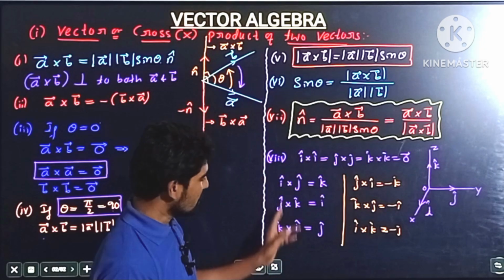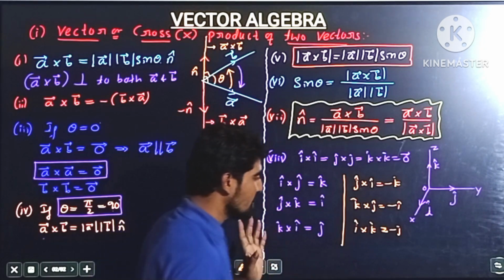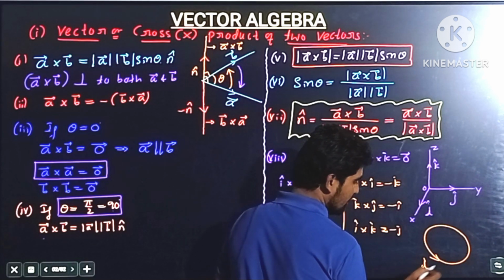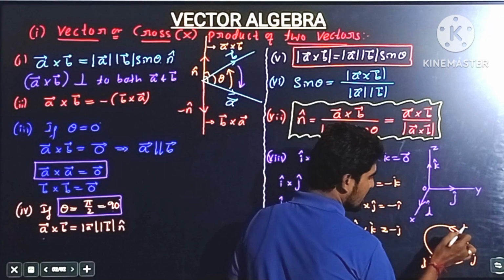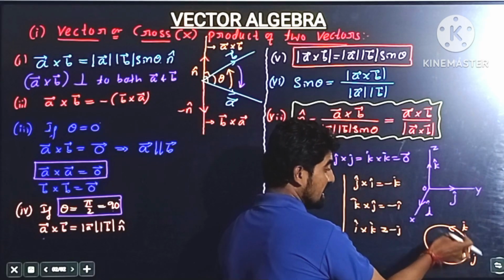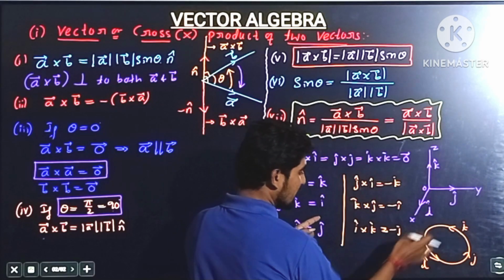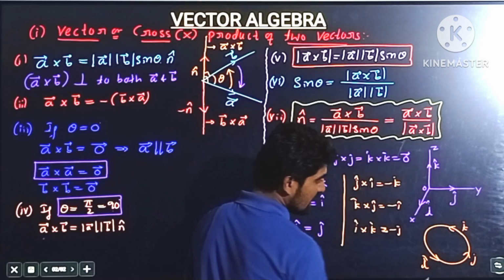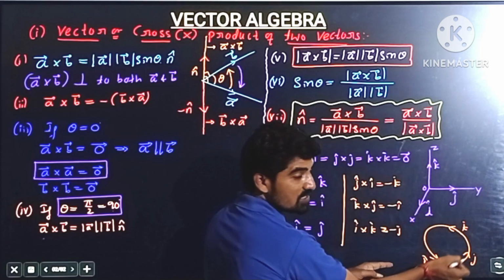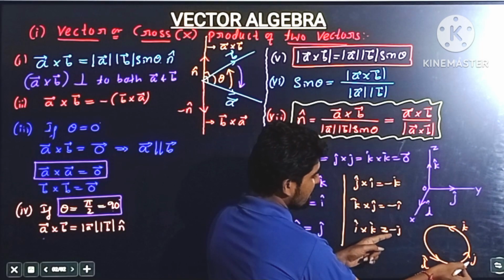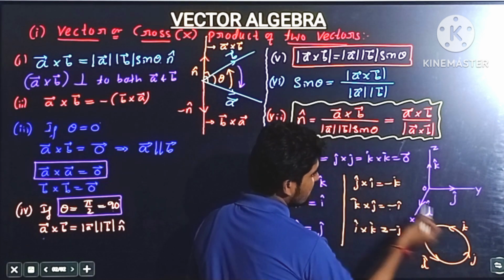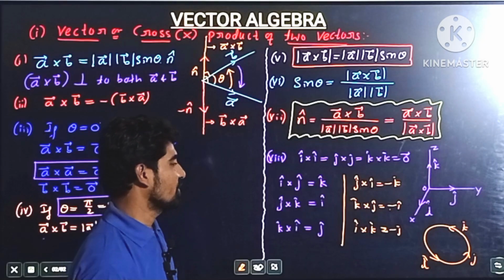Hope all of you understood. This can be remembered by using a circular rule. Suppose along this circle I take in cyclic order i cap, j cap and k cap. See here, i cross j is equal to k cap, j cross k is equal to i cap, and k cross i is equal to j cap. Similarly, in reverse order, we are moving in the reverse direction: i cross k is equal to minus j cap, k cross j is equal to minus i cap, and j cross i is equal to minus k cap. I hope all of you understood.